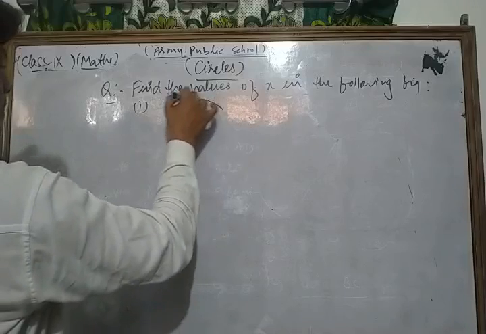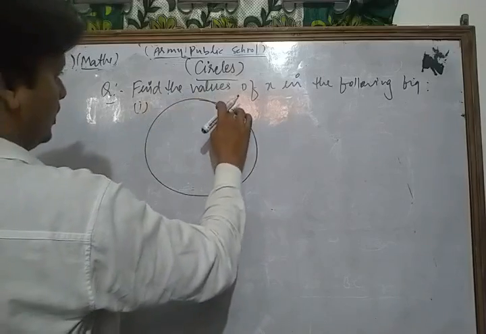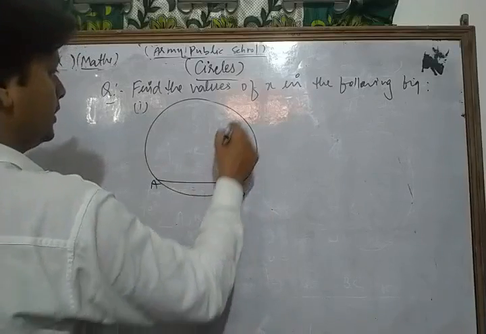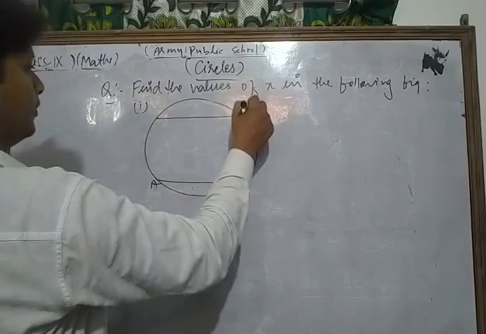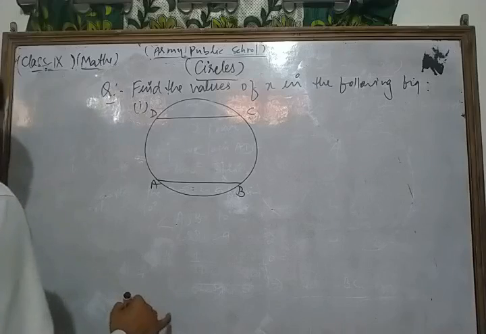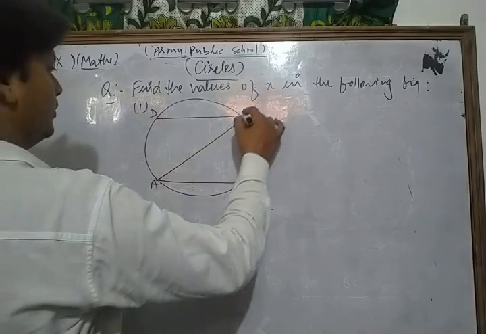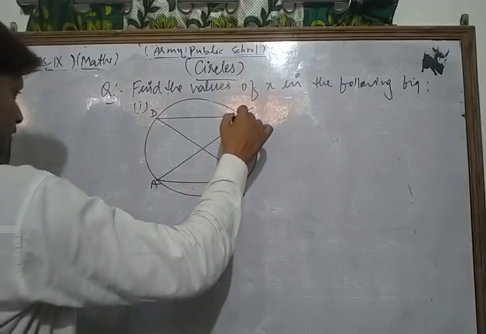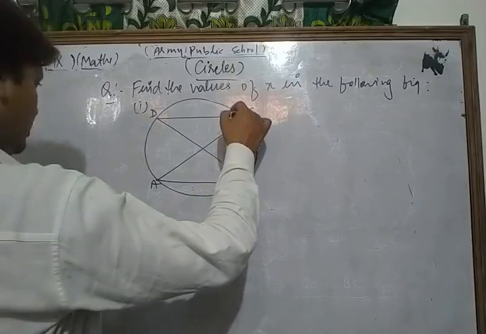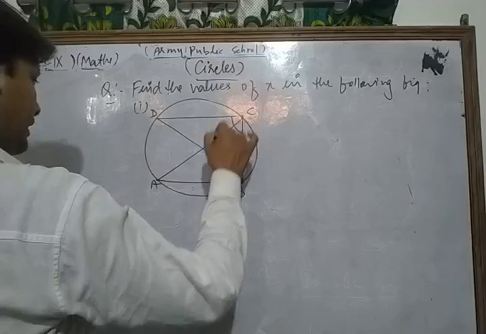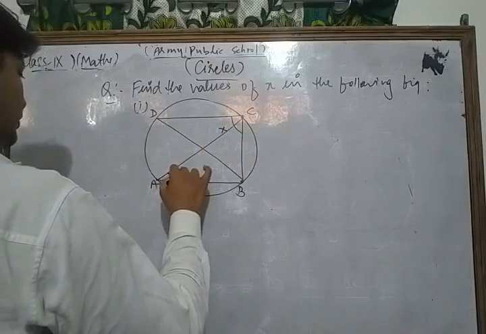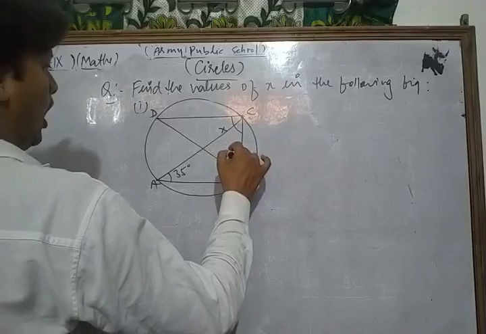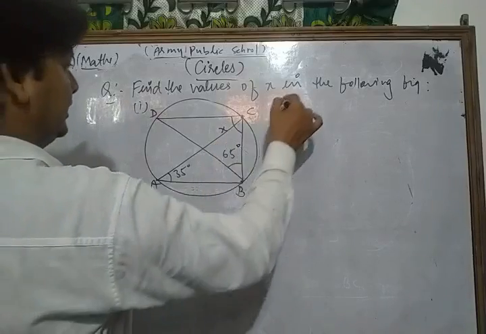Now find the value of x in the following figures. The first one is what? This is a circle. This is A, B, C, D. Okay, join AC and BD and BC also, and this is the value of x. This is 35 degrees. This is 65 degrees.